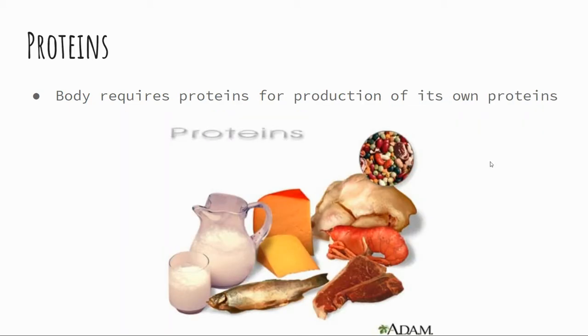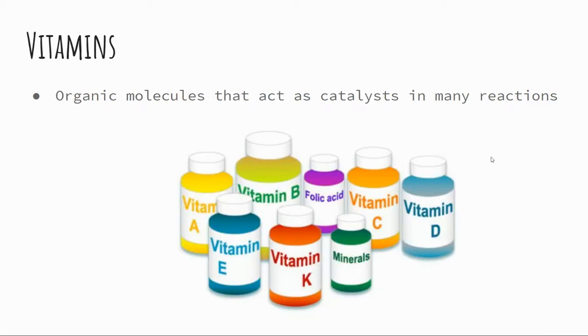Of course, proteins, the body's going to require protein for the production of its own proteins. You got to eat proteins to produce proteins. And we think back to Unit 2 and everything we talked about since then, proteins are involved in almost every single process within a living body. Vitamins are organic molecules that act as catalysts in many reactions.